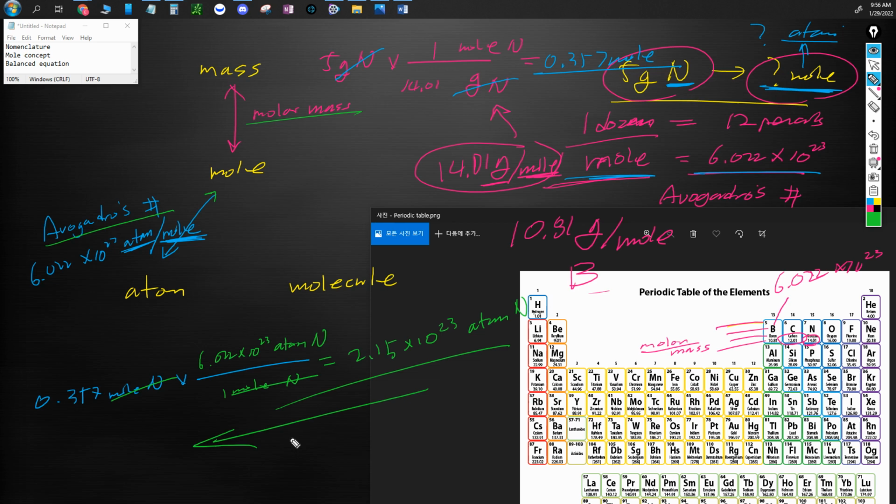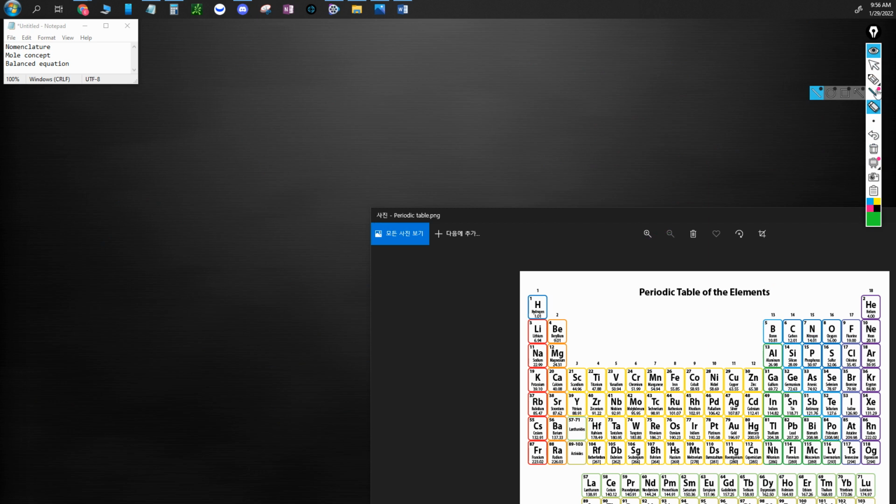Let me also do the molecules too. Let me get rid of all this. It might be faster if I rewrite that part. Once again, mass to mole to atom to molecule.